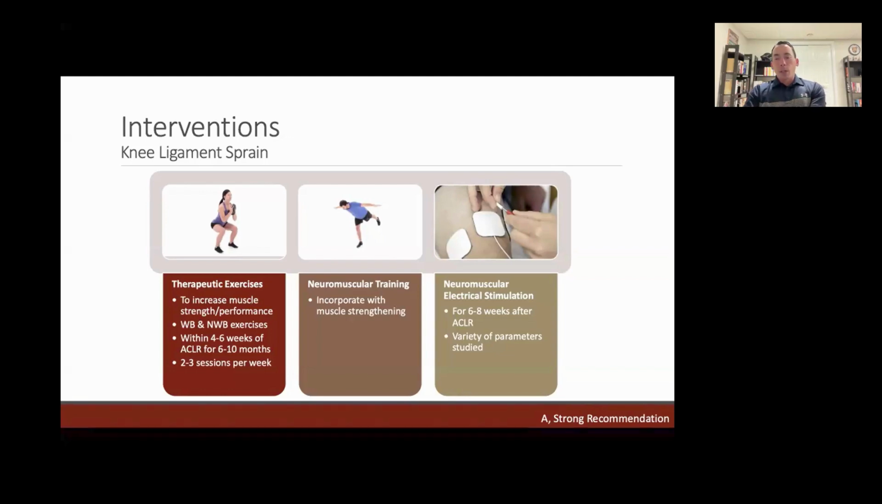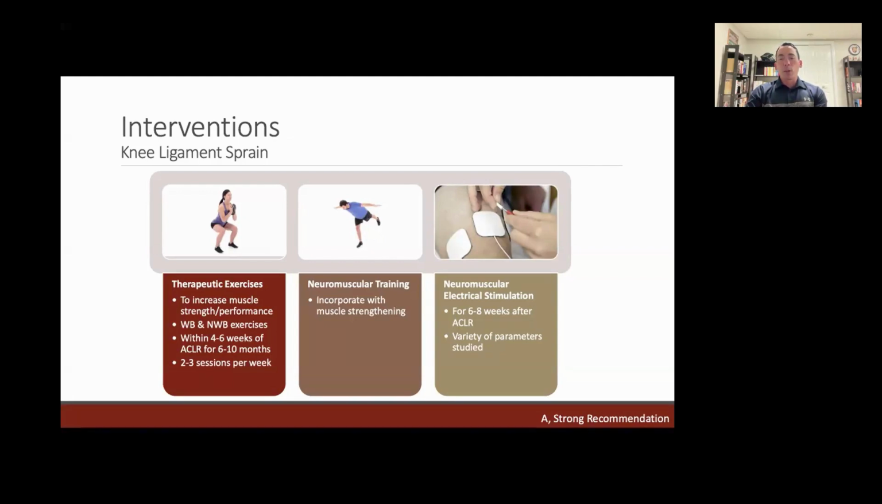After ACL reconstruction, muscle inhibition is a very frequently encountered problem. Neuromuscular electrical stimulation should be used for 6 to 8 weeks in conjunction with muscle strengthening exercises. There have been a variety of parameters studied with effect sizes ranging from small to very large, depending on how they did it. In patients with knee stability and movement coordination impairments after knee ligament sprain, which is almost every patient, right, neuromuscular training should be incorporated along with the muscle strengthening exercises.